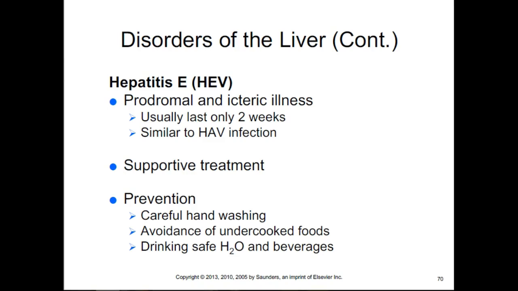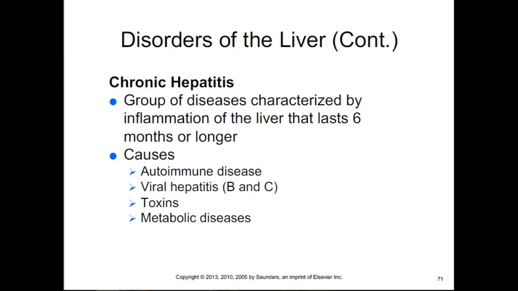Right, so you might see prodromal and icteric illness, right? So in the eyes, usually lasting only about 2 weeks, similar to HAV infection, right? And then supportive treatment, and prevention is careful hand washing, avoiding undercooked foods, and drinking safe water and beverages in other countries, right? So that it doesn't lead to things like chronic hepatitis.